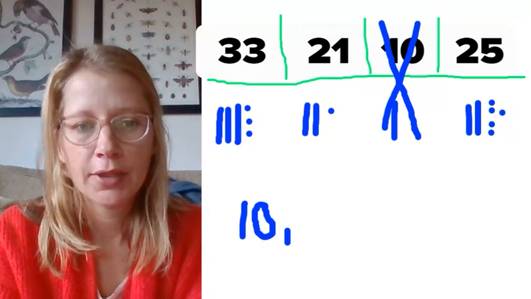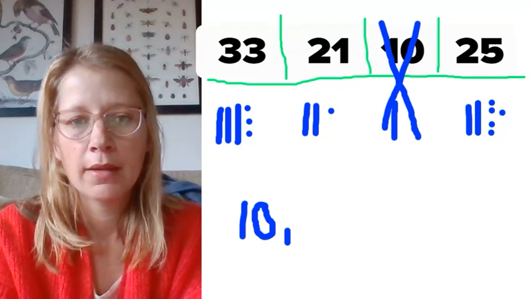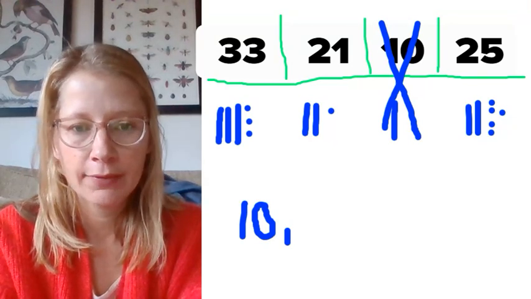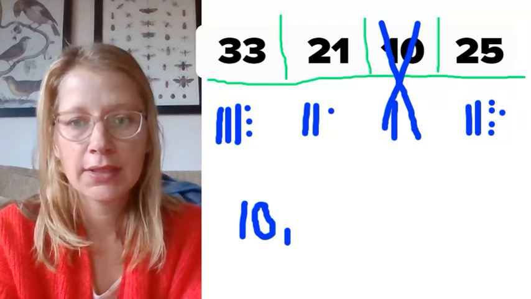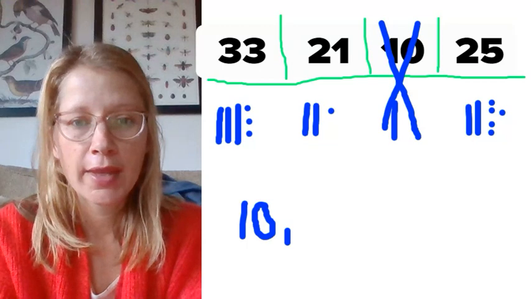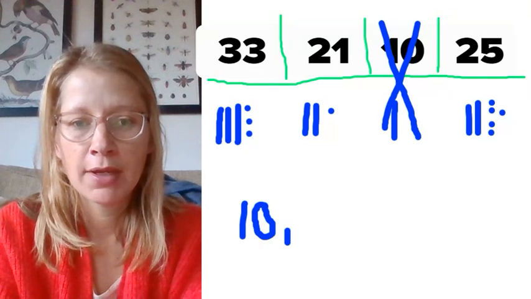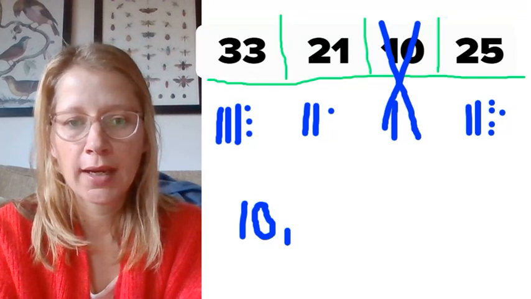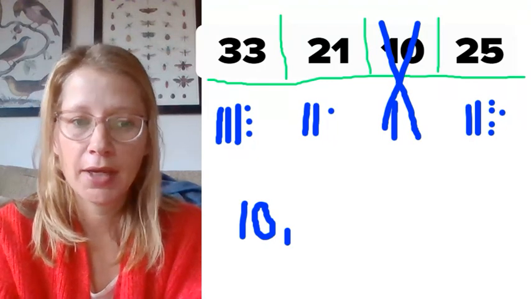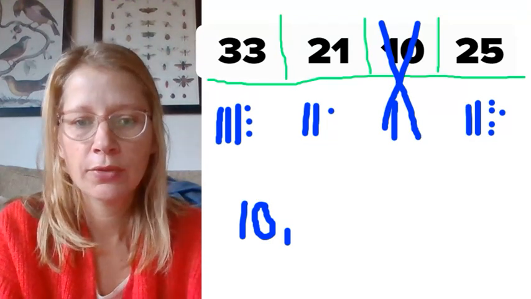Well, let's look at number 33 again. I know I have 3 rods for number 33. Number 21 and 25 both have 2 rods, right? I have 2 sets of 10 for number 21 and 2 sets of 10 for 25. So I know that 21 or 25 is going to come next. Because they both have the same number of rods, I am going to go over to my ones place. Number 21 only has 1 dot, and number 25 has 5 dots. So I know that number 21 is less than 25. So I'm going to write 21 next.